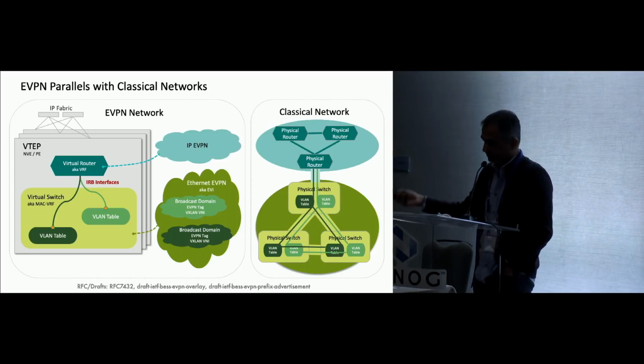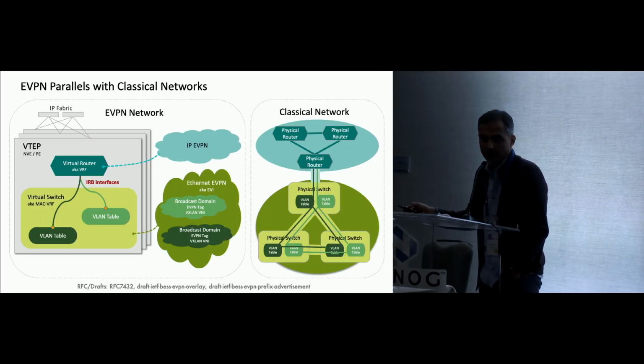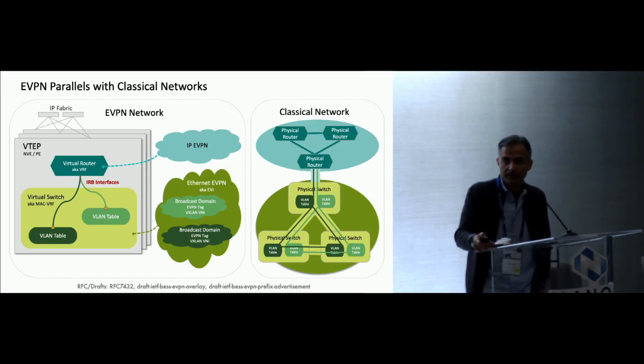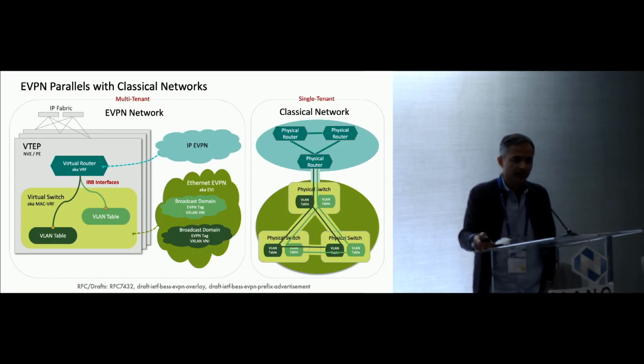And you can see there's a lot of correlation between your classical network and your EVPN network, to some degree almost one-to-one, minus the fact that there's control plane learning on one side and data plane learning on the other. And additionally, the classical network is considered single tenant, and the EVPN network system is multi-tenant.